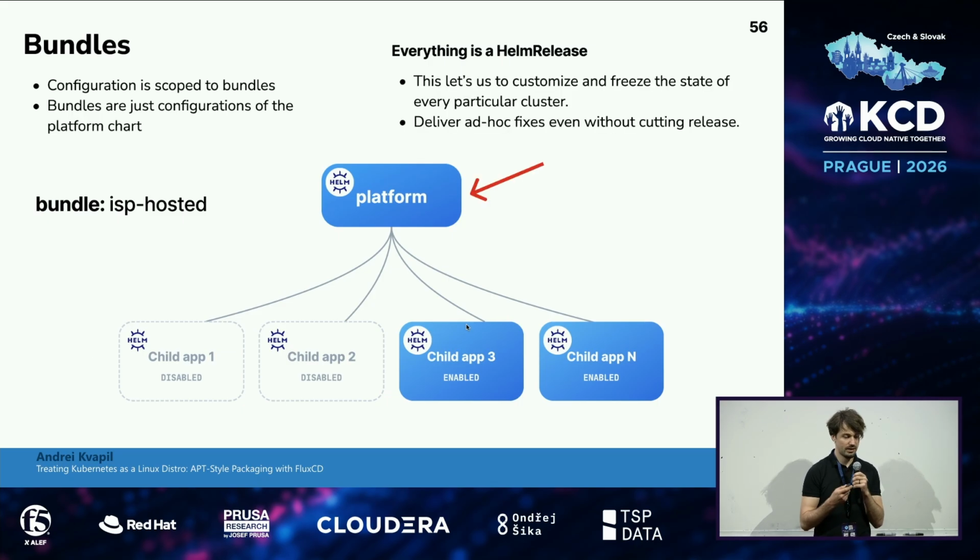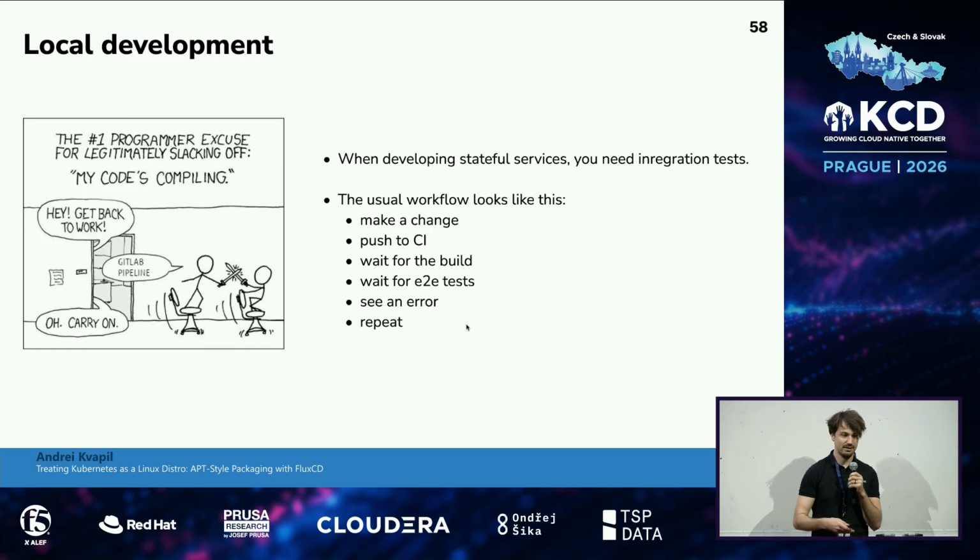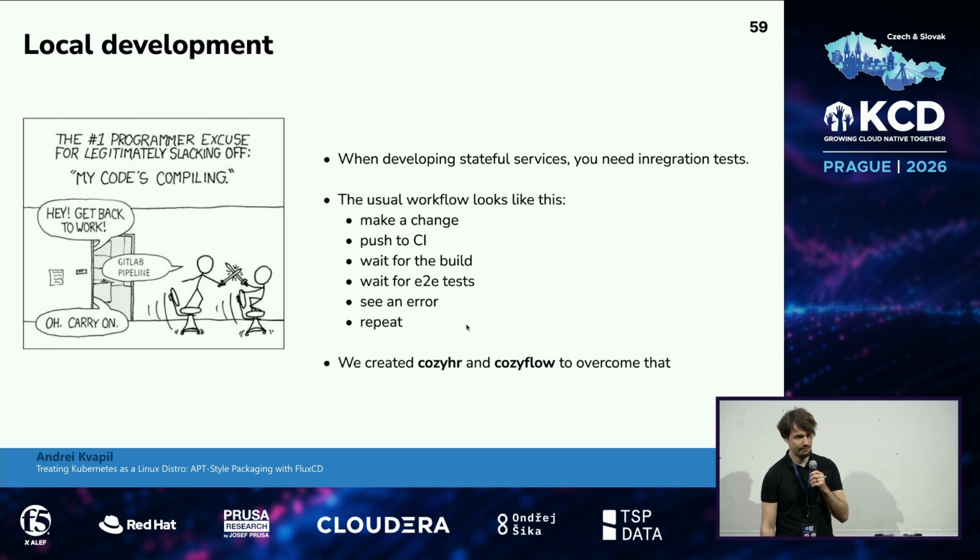That allows us to customize it very simply, and that drives us to the next part of the talk: how to make development convenient. The main trouble when developing stateful services is that it's quite difficult to test them. The usual flow is that you make some change in the code base, push it to CI, wait for the build, wait for the end-to-end tests to finish, then you see some error, and then you repeat it again. We wanted to completely get rid of this situation, so we invented the Cozystack project and the Cozy Flow development flow.